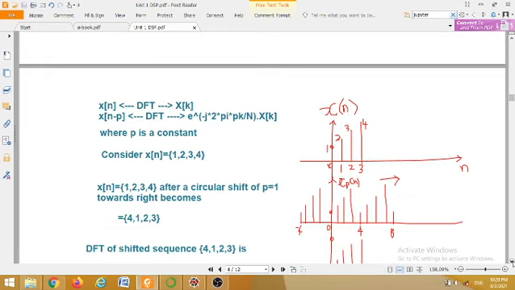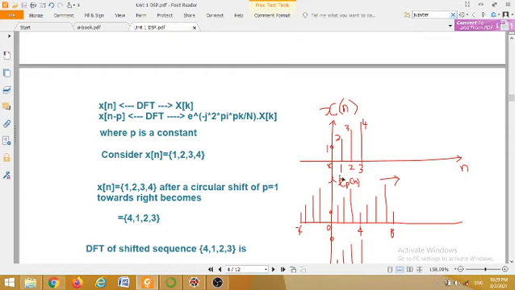Considering that we have the samples at 0, 1, 2, 3, x of n is going to be: the 0th sample is 1, the first sample is 2, the second sample is 3, and the third sample is 4. So 1, 2, 3, 4 can be given. This can also be considered as a periodic sequence, and shifting it by 1 unit also gives the same answer. If it is not considered as a periodic sequence, the last sample becomes the first sample, and you will get the new sequence 4, 1, 2, 3.